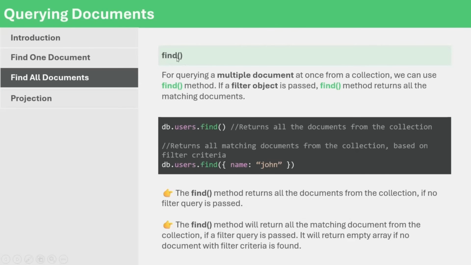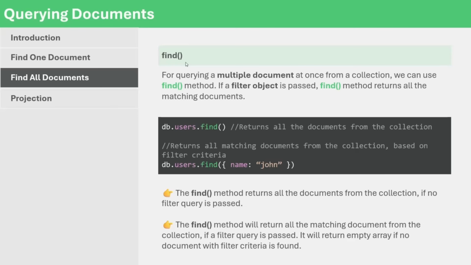Then we have the find method. We have already seen how this find method works. Basically, using this find method, we can query a collection, and it returns us a list of documents. If no filter query is passed to this find method, it is going to return us all the documents. But if a filter query is passed, in that case, it is going to return us all the matching documents.